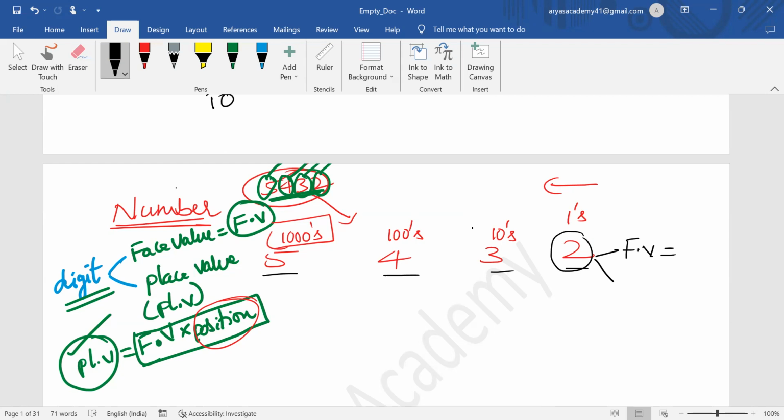Similarly, if I ask you what is the digit, by looking at the digit, you will say it is 2. If I ask you what is this digit, then by looking at the digit, you say it is 3. That is nothing but face value. So face value of the digit will be itself. The face value will be 2.